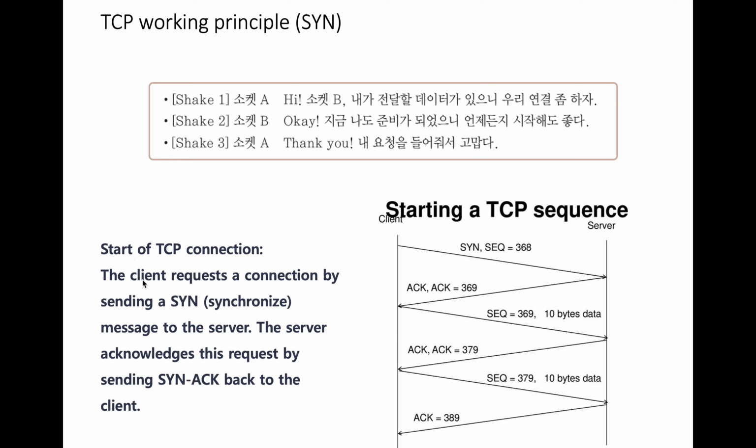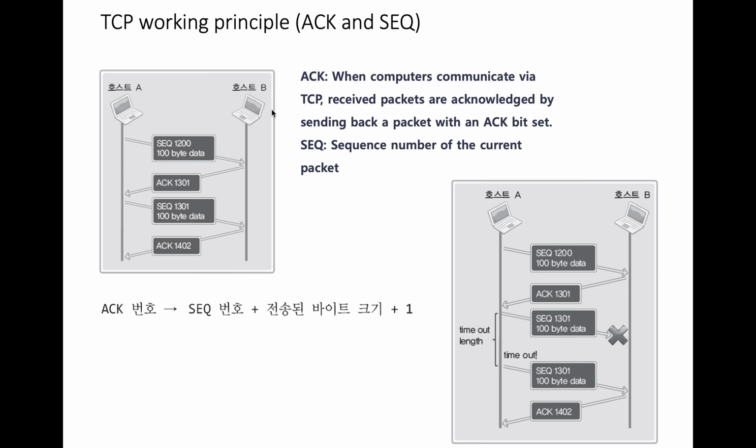So at the start of a TCP connection, the client requests a connection by sending a synchronize message to the server, and then the server acknowledges this request by sending SYN plus ACK back to the client. So just like this: hi, I want to send a message to you. Okay, you can send it to me. Okay, thank you. It's like this. And here's the connection establishment, the TCP working principle. So these fields are utilized for connection establishment.